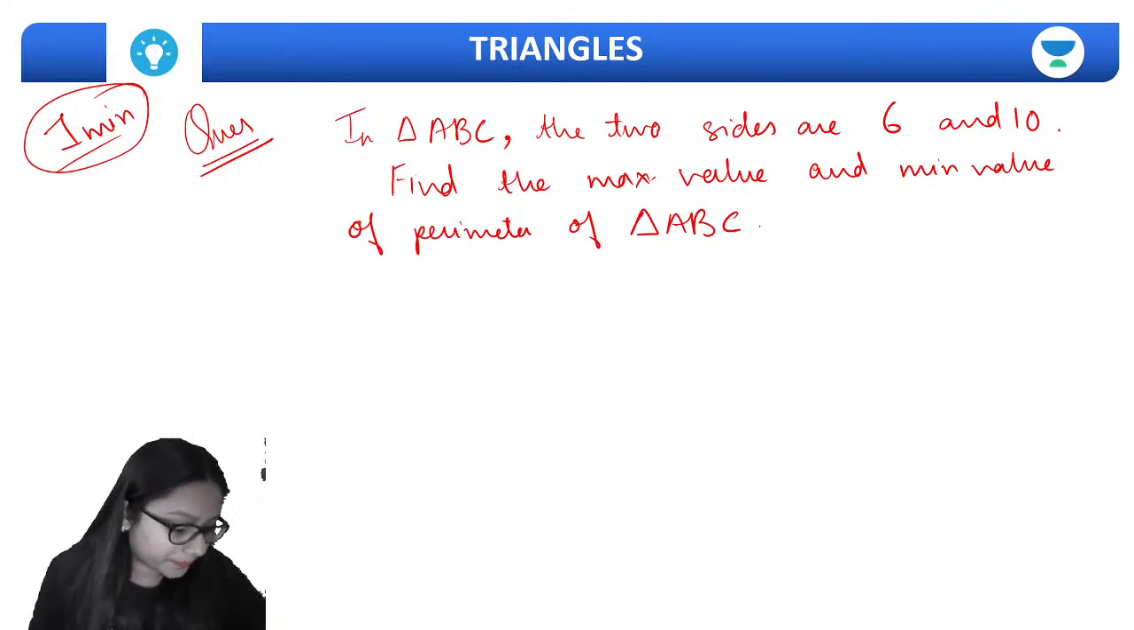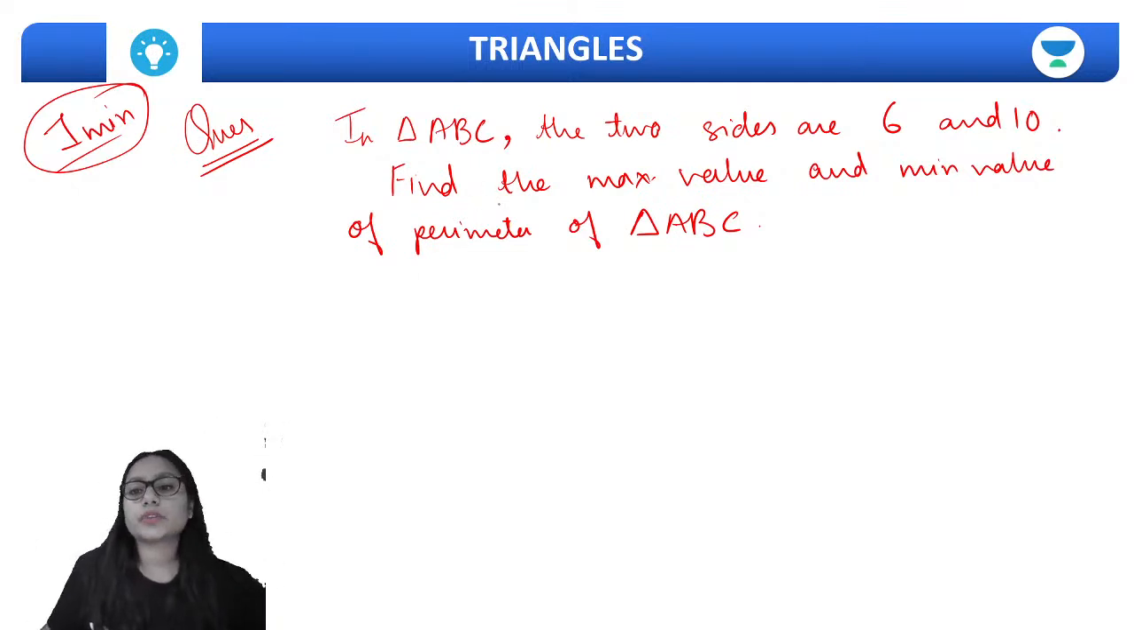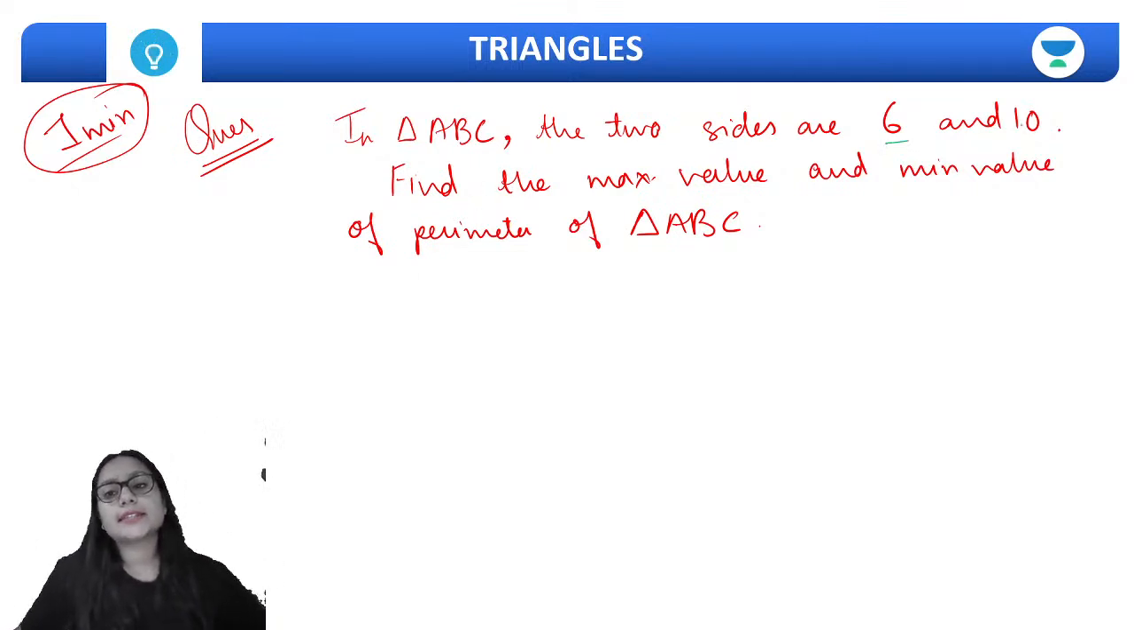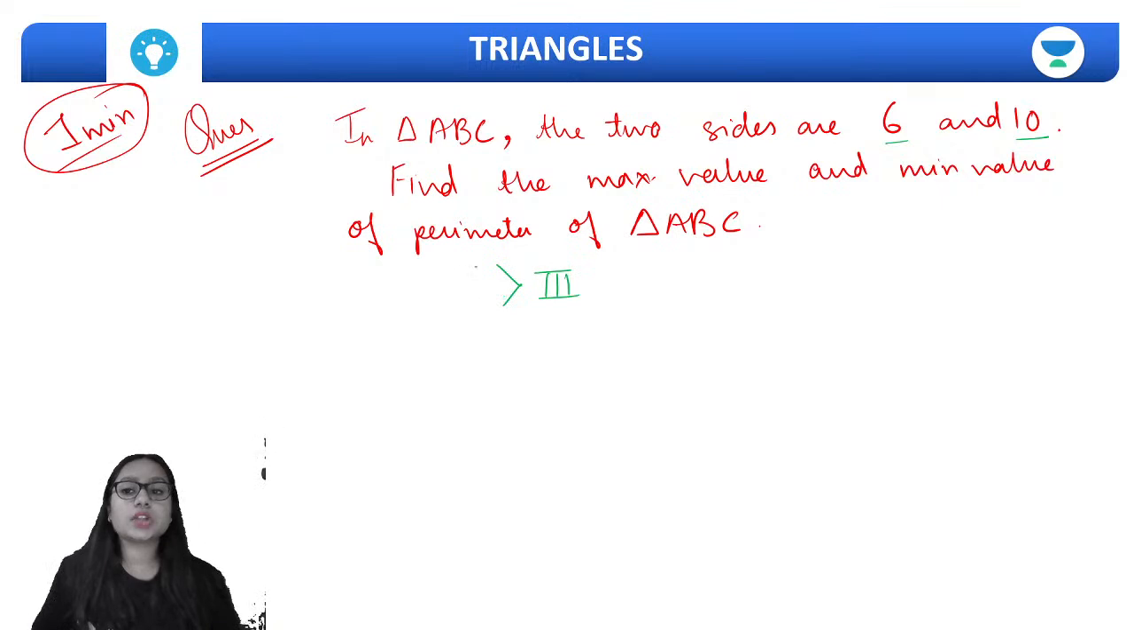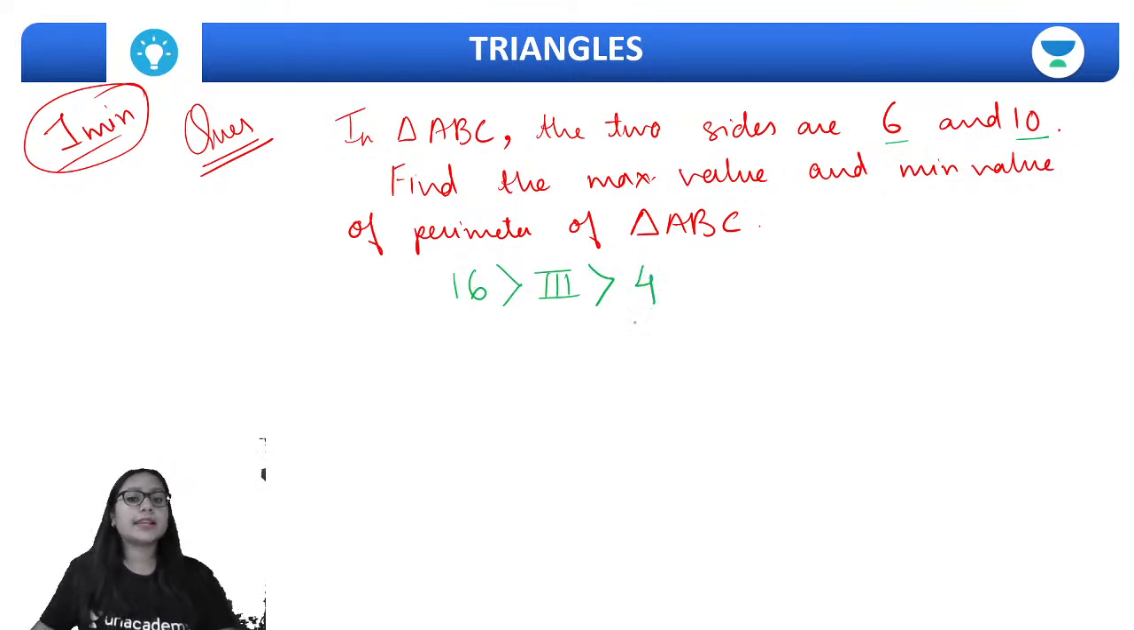Okay, let's try to solve this question now. The two sides are 6 and 10. So from here I know that for the third side, which is not given, the maximum value would be 16, which is 6 plus 10, and the difference would be 4, so the third side is greater than 4.